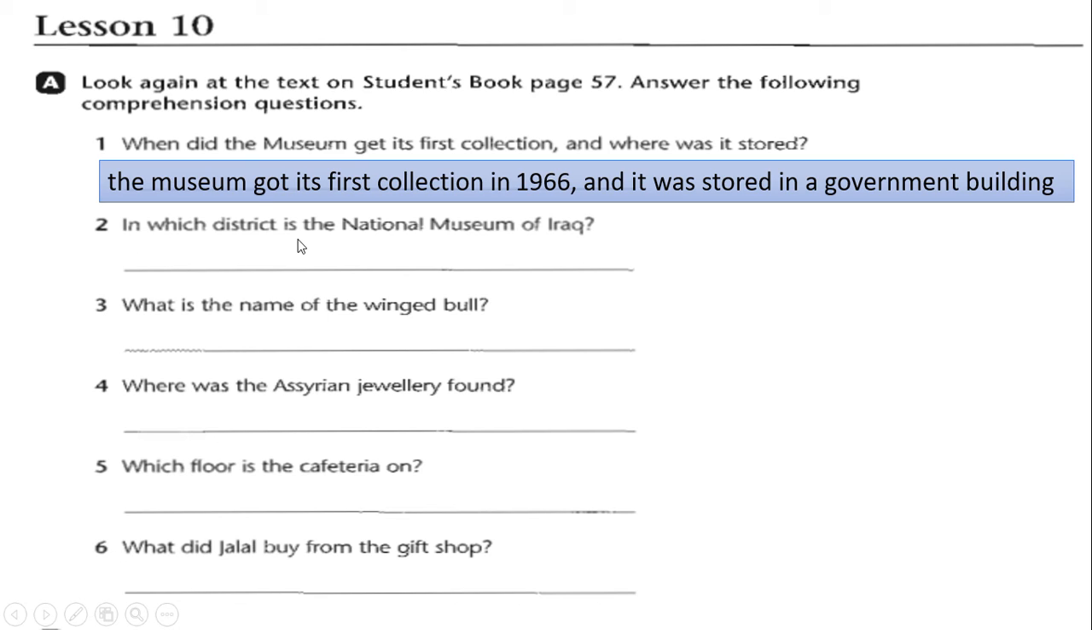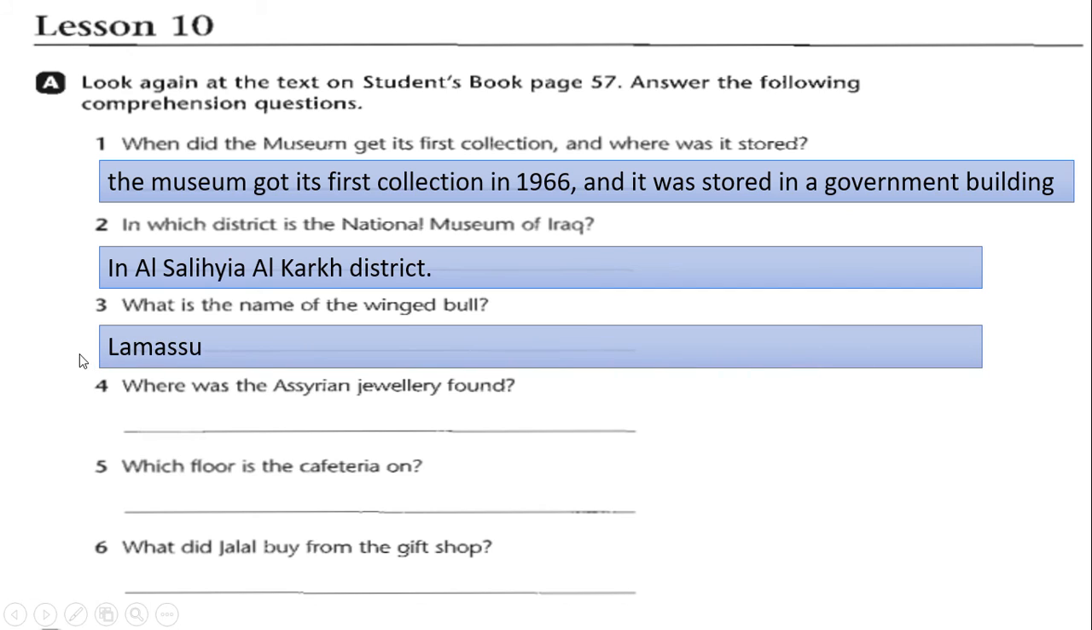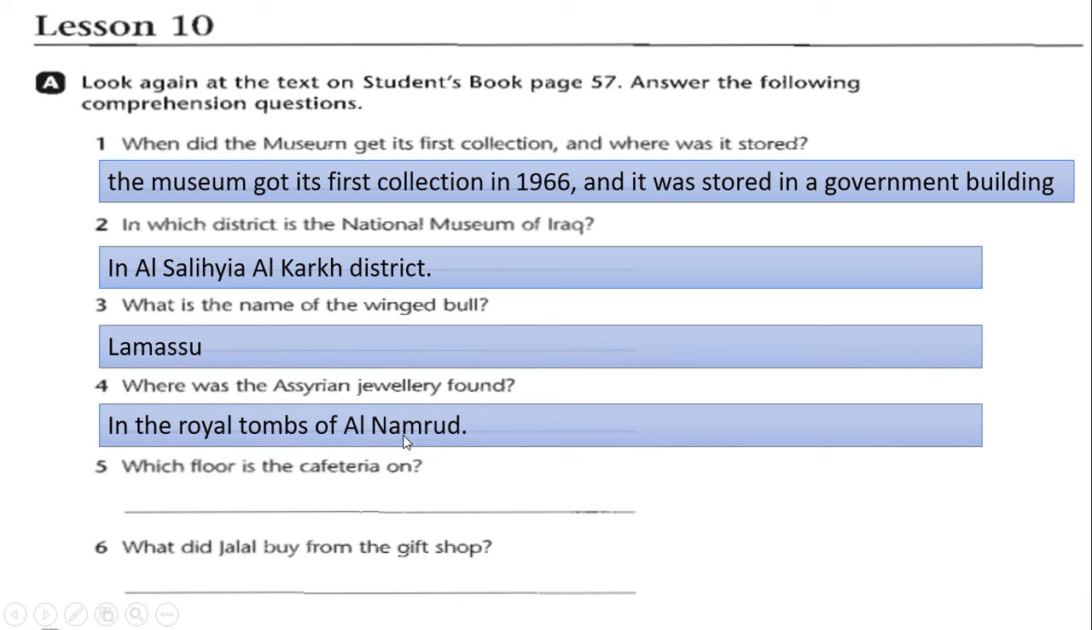In which district is the National Museum of Iraq? It is in Al-Salhiyya, Al-Karkh district. What is the name of the winged bull? It is called Lamassu or Lamasso. Where was the Assyrian jewelry found? Assyrian jewelry was found in the royal tombs of Namrud. Tombs means graves. Royal means ملكي. In the royal tombs of Namrud. You all know Namrud.